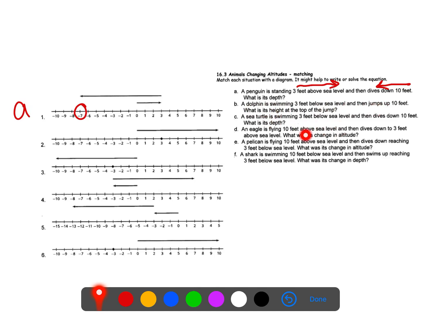Would you go ahead and find the match for the rest of these situations with the remaining number lines? Again, check with the answer key when you finish to see if you did it correctly, and then take a look at the practice problems for lesson 16.